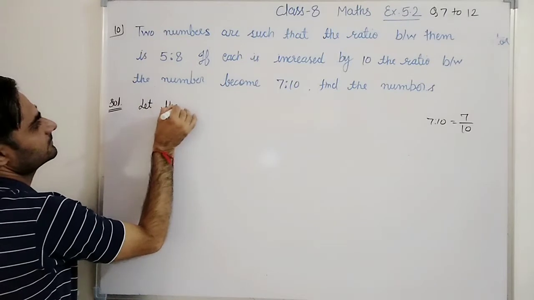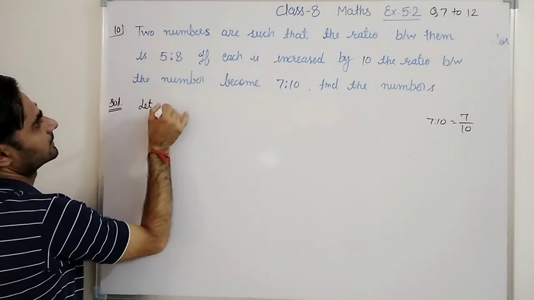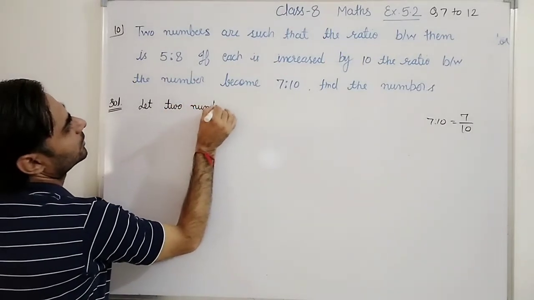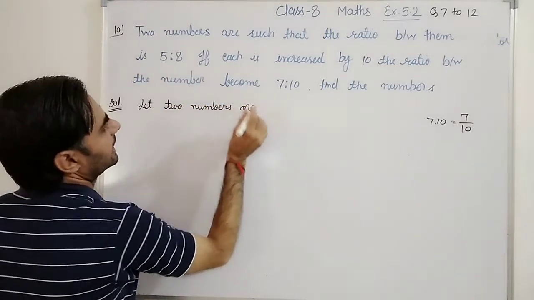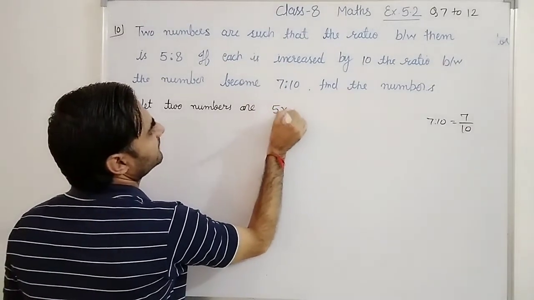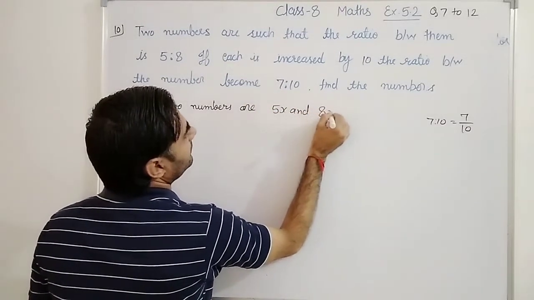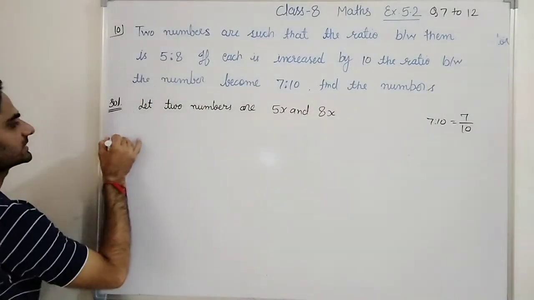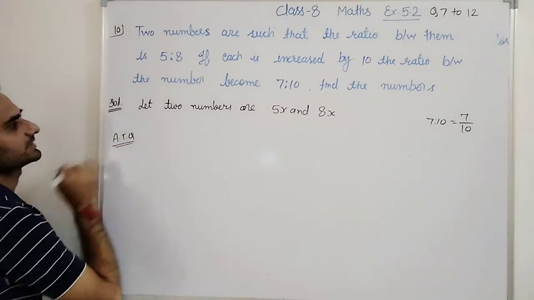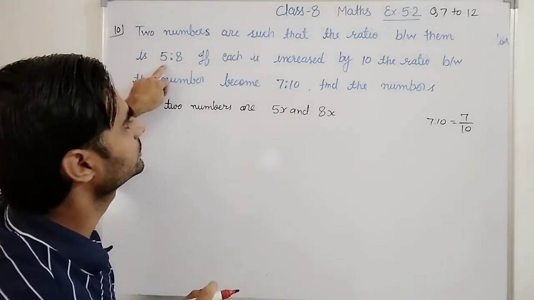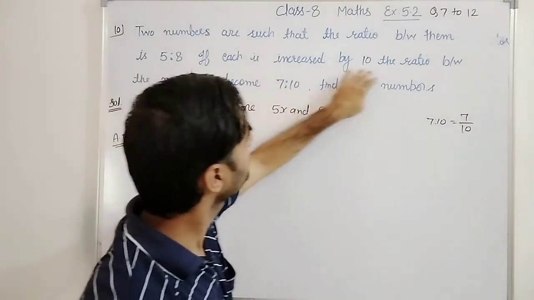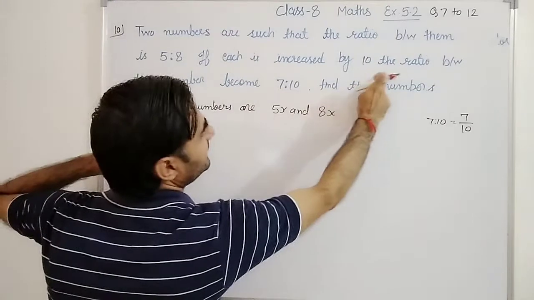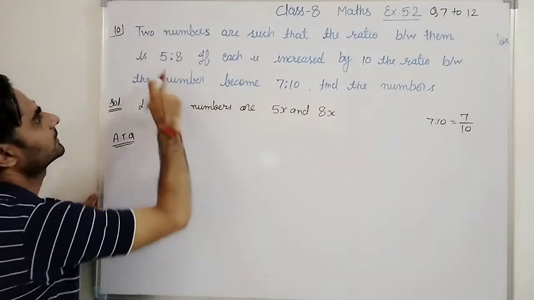Let the two numbers be 5x and 8x. These are the two numbers we have taken. Now according to the question, their ratio, if we increase each by 10, the ratio between the numbers becomes 7 upon 10.